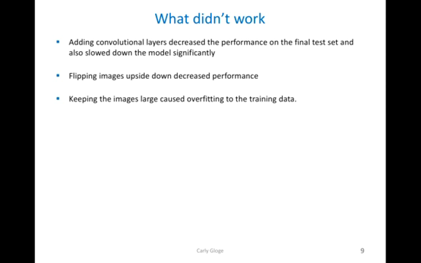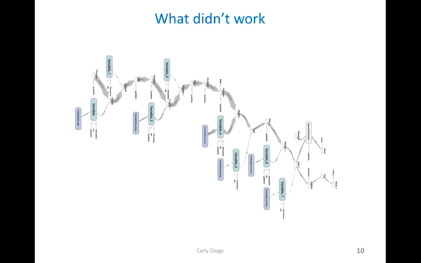What didn't work? Surprisingly, adding convolutional layers decreased performance just slightly, but it also slowed down the model building process. And then flipping images upside down, I thought maybe if you go left to right, upside down would be helpful. It actually decreased performance. And then keeping images large caused overfitting of my training data.